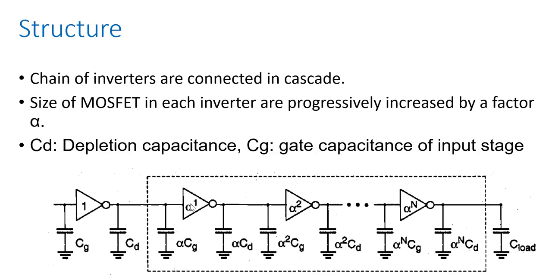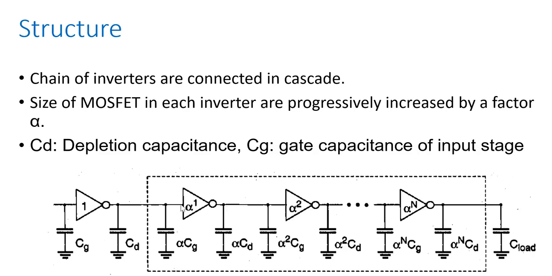Okay, so it's the alpha. In the next stage, we are gradually increasing the value of W: alpha square, alpha cube, so alpha to the power n. The one advantage is that if you gradually, slowly increase the device size, it will not affect the parasitic load capacitance. The parasitic load capacitance will increase only a little bit.